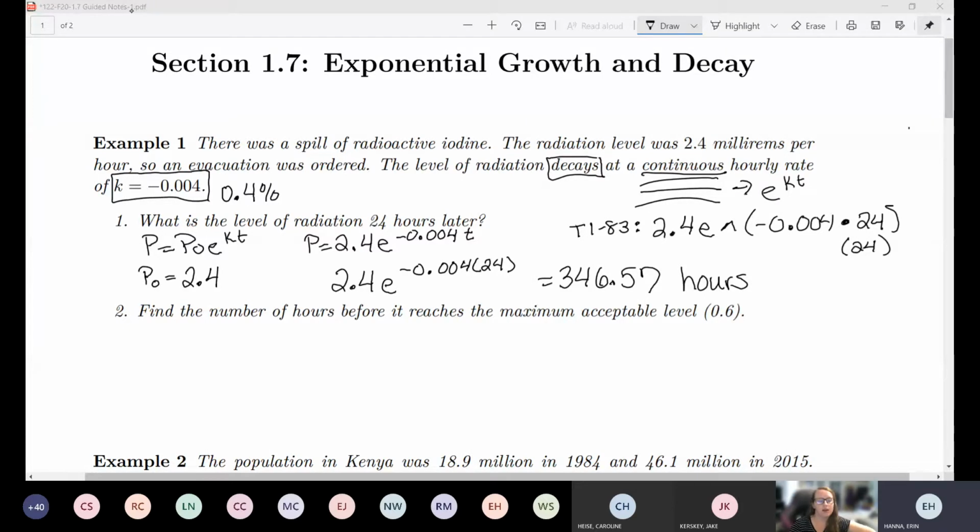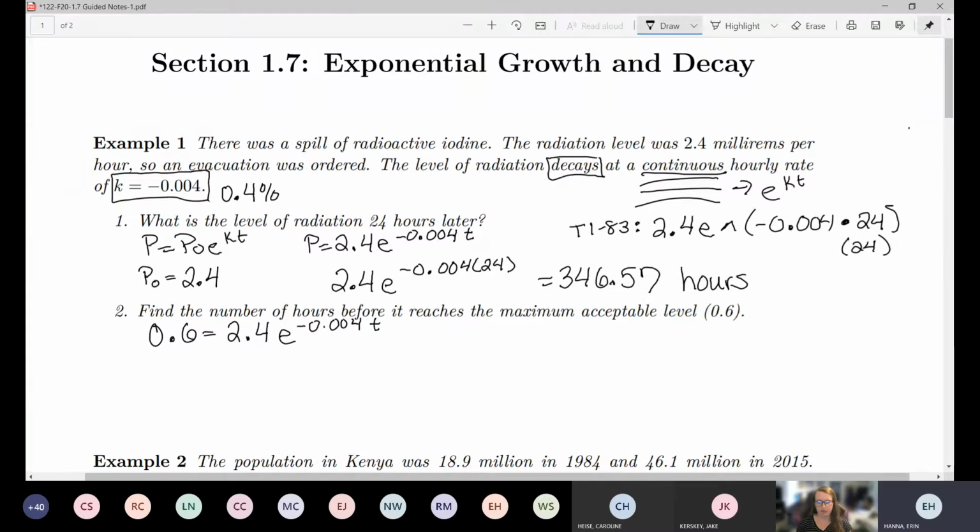Part 2, find the number of hours before it reaches the maximum acceptable level, which would be considered to be 0.6. So now we want to solve for an hour value. So we want to solve for t. So this 0.6 is going to go in for p. So we're going to have 0.6 = 2.4 e^(-0.004t). And we want to solve for t.